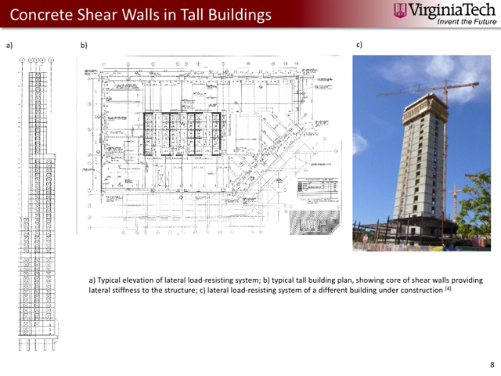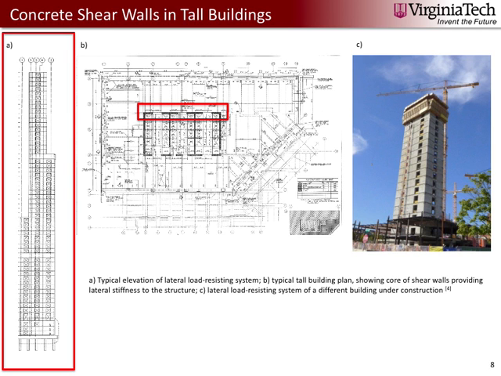So the picture on the left shows the elevation of a typical lateral load resisting system. The picture in the middle shows for that same building the plan view, and on the right we see a lateral load resisting system of a different building under construction, and you can see the shear walls and link beams in this example. I've highlighted where this elevation view corresponds to on the plan view, in that middle section there.